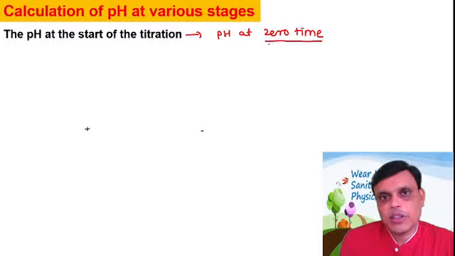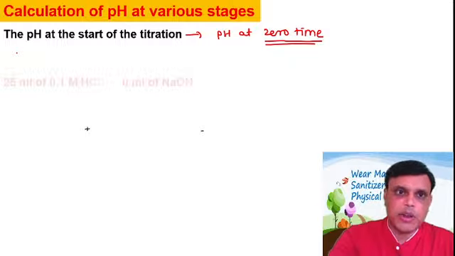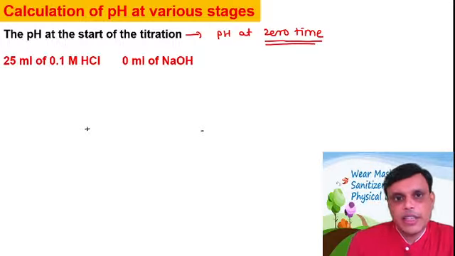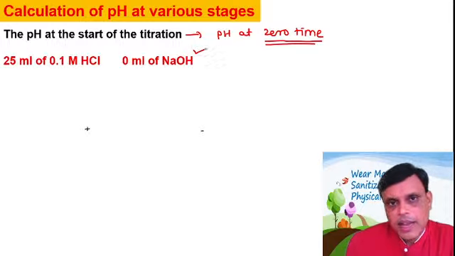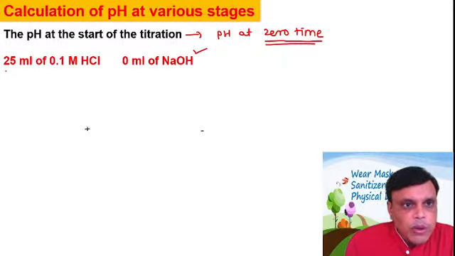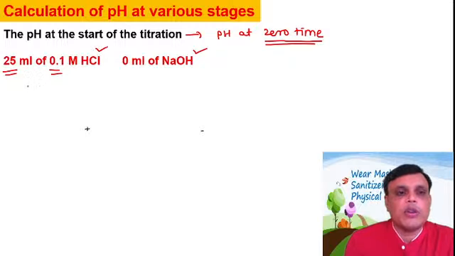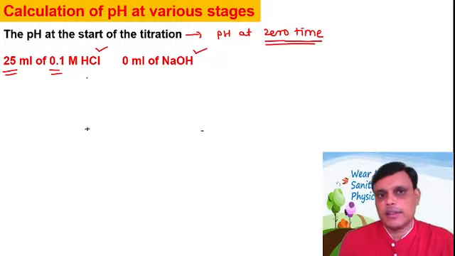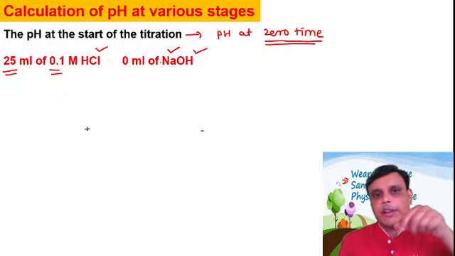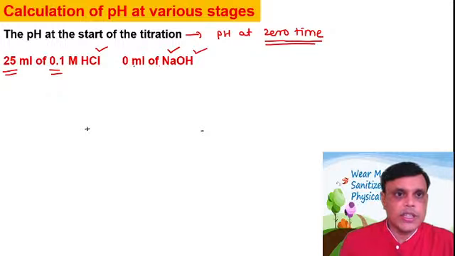It is called the pH at 0 time, or the pH at the start of the titration. Now, at the start of the titration, what will happen? At the start of the titration, or at 0 time, only 25 ml of 0.1 molar HCl is present, and 0 molar NaOH is present in the conical flask. So this is the condition.